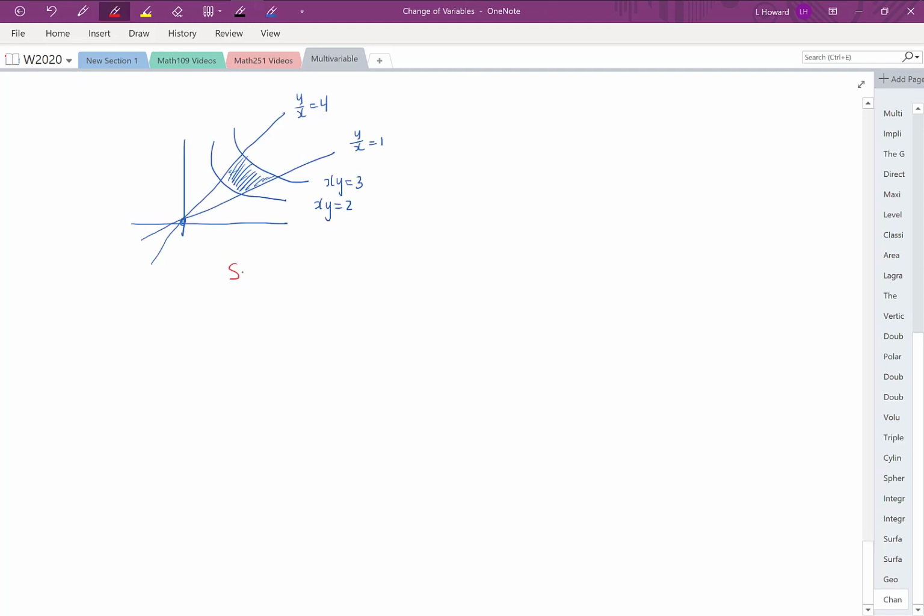We decided in our problem that it was going to be better to substitute u equal xy and v equal y over x, because that way we could describe our region as ranging from u going from 2 to 3 and v going from 1 to 4. So if we draw that geometrically, now we have these new variables u and v, and we're integrating over a rectangular region. We want u to range from 2 to 3 and v to range from 1 to 4, just capturing this nice rectangular region, which is now easy to integrate over.